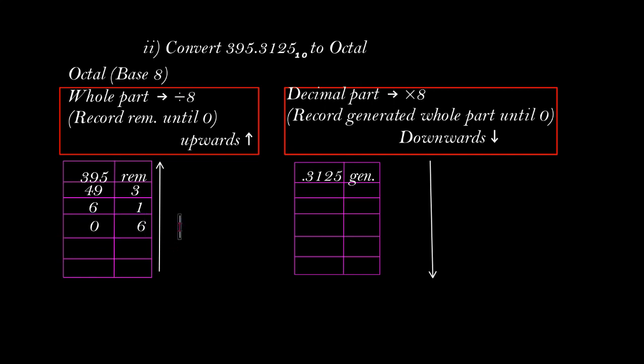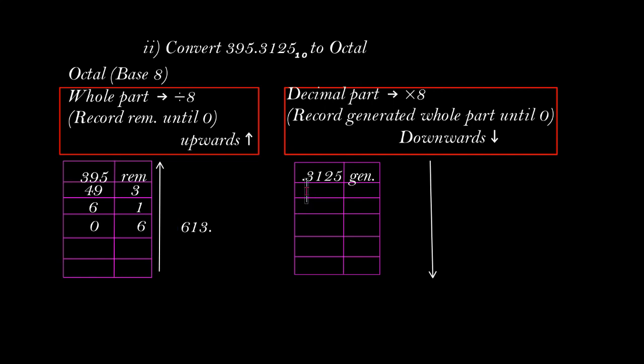So the whole part is recorded from downwards. You record the remainders from the bottom; it moves upwards. So you are going to record 613. You record from the last generated remainder. So the whole part will be 613. Then you go to the decimal part. Remember, the decimal part is 0.3125 to base 8.